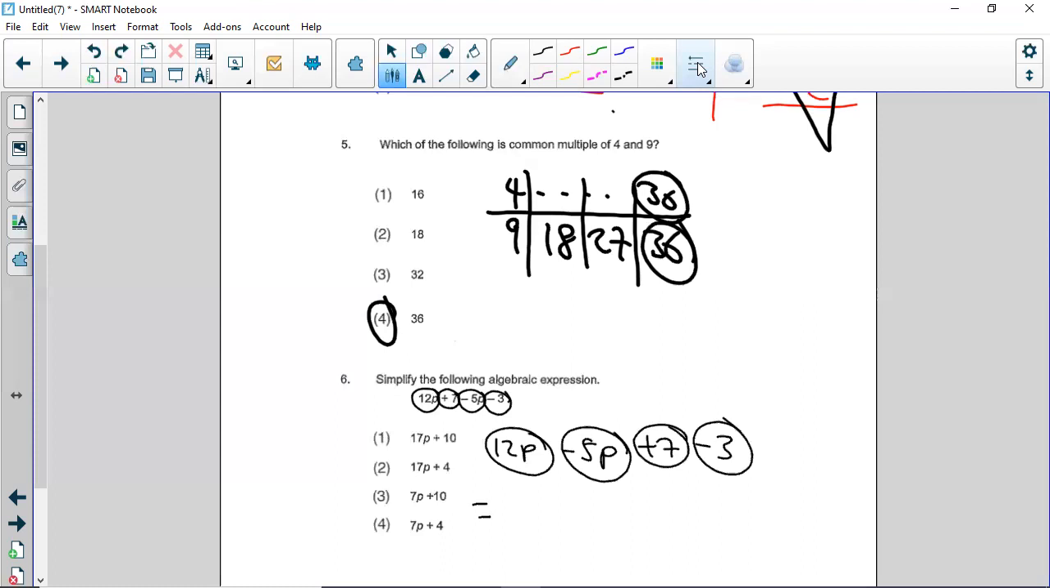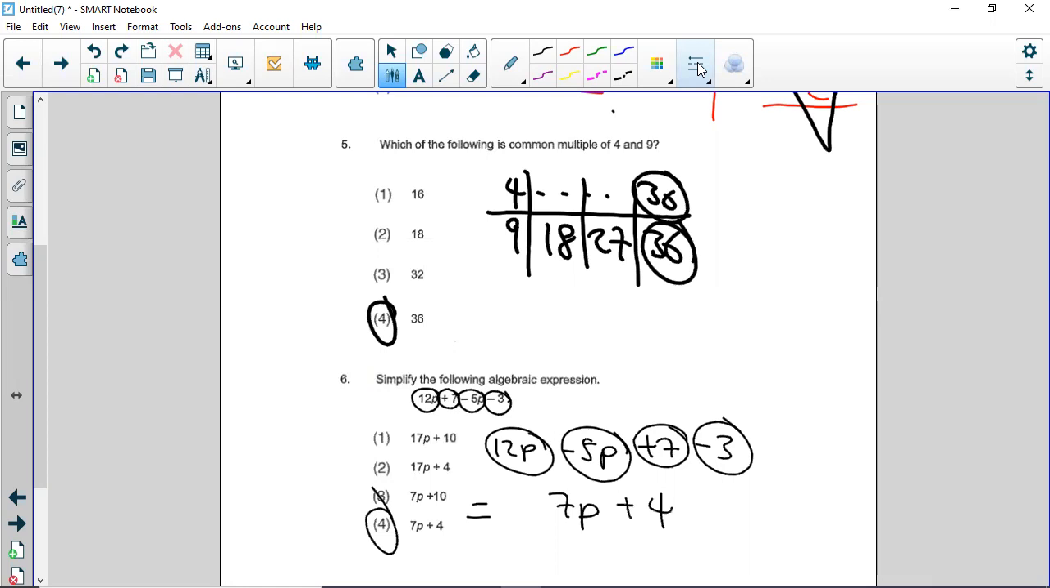All right, then can you minus already? 12p minus 5p, you will get 7p. And then 7 minus 3, 4. So what's your answer? 7p plus 4. Okay, that's how you simplify the algebra expression. Got it? You circle the groups and then put the groups with the same kind beside each other. Okay, let's go to number 7.